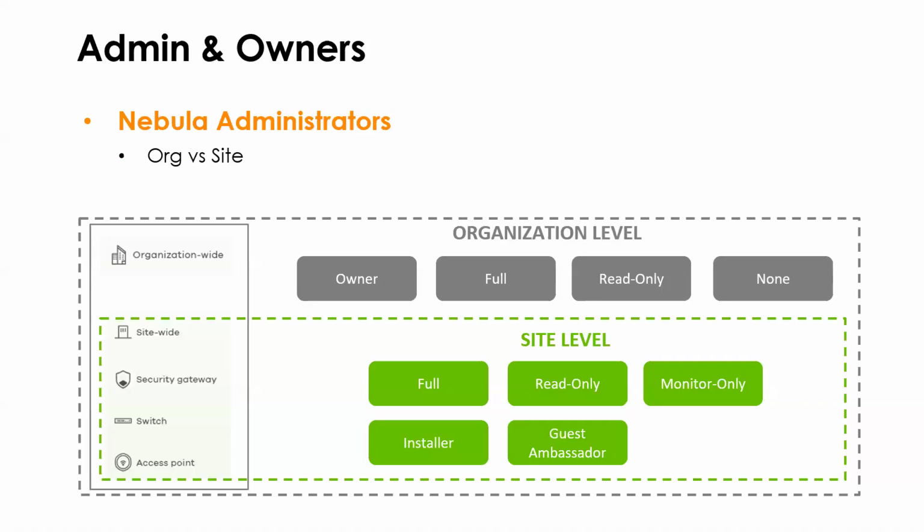So now let's talk about administrator accounts. So we've got a couple different levels of organization level access, and then we have site level access. And depending on how you've been doing things, you may never have seen the site level access settings in the Nebula interface. So we'll go through each of these four different types of organizational level, and then we'll talk about the different site level access that you can set.